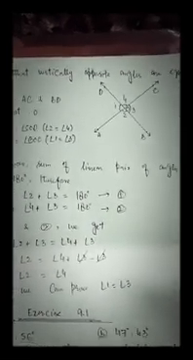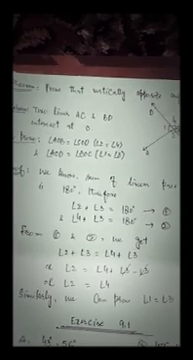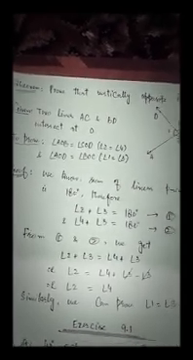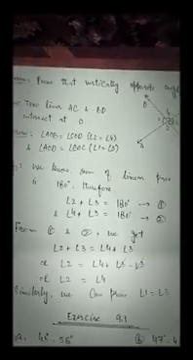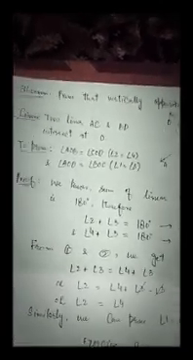Now we have a theorem to prove that vertically opposite angles are equal. But before proving this theorem, we should know what the theorem means. A theorem means a mathematical statement which has a proper proof, and we are going to prove it here.